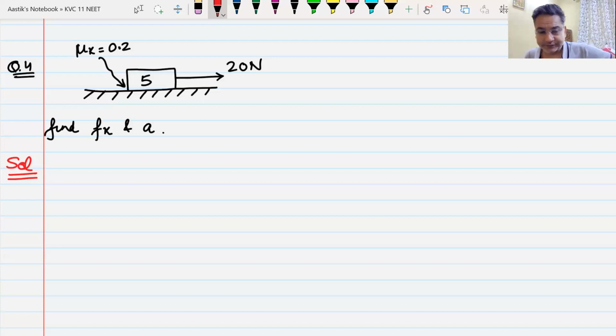Yes, anyone with an answer? Acceleration is 2 meter per second square. How did you get 2 meter per second square?